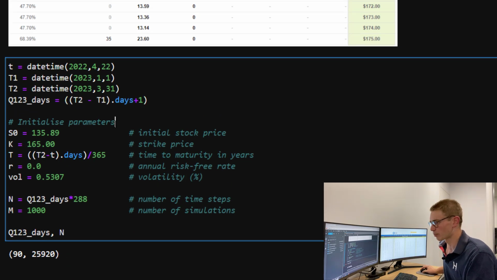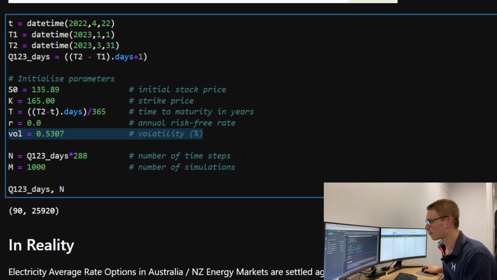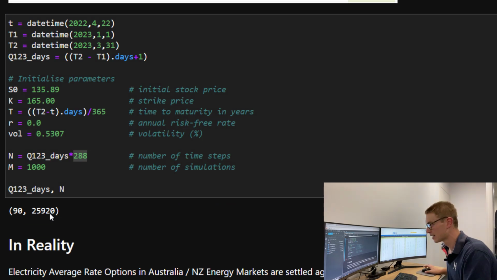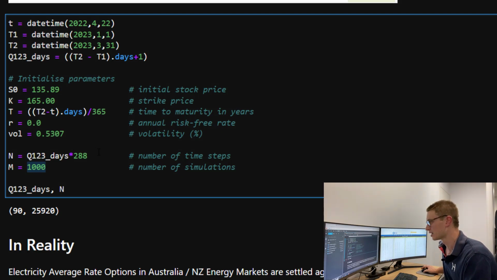And then we're going to initialize the parameters. So we've got our initial stock price, or our futures price. So we've got 135.89, which is the current price. We've got our strike price, which is 165. We've got the time to maturity, which is the difference between today and then the end average period, T2. We've got the annual risk-free rate, which we're calling 0. And we've got the volatility, which we've seen in the market, the implied volatility of that traded product, which is 53%. The number of time steps here is the 90 days times 288, which is the 25,920 observations. Now we're going to be simulating 1,000 prices.